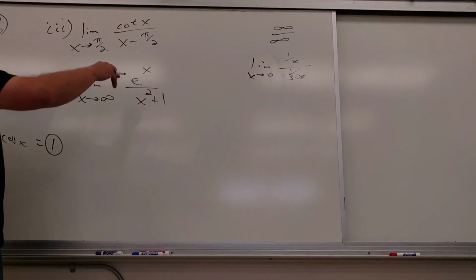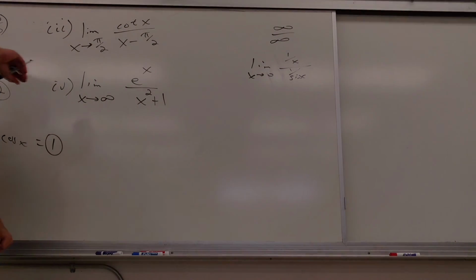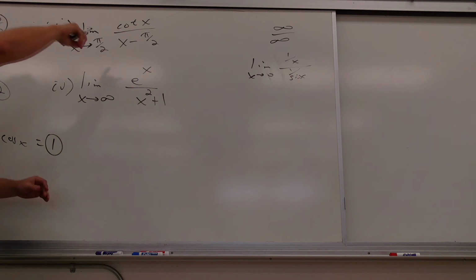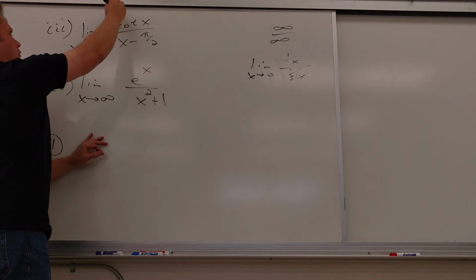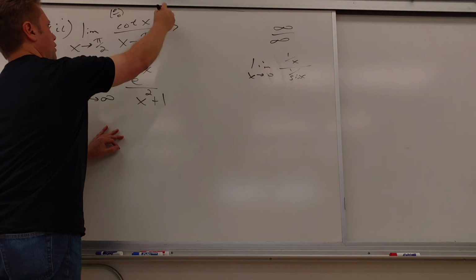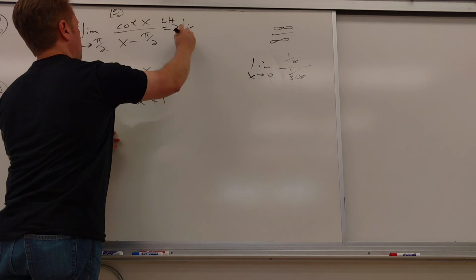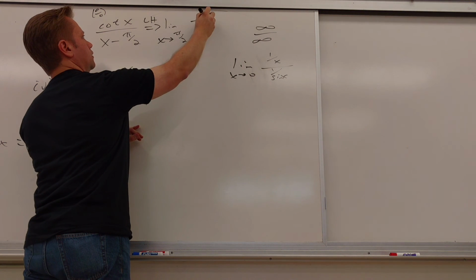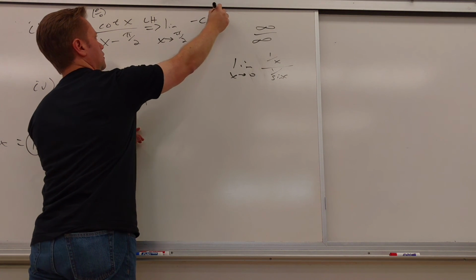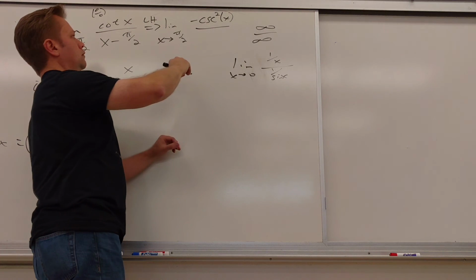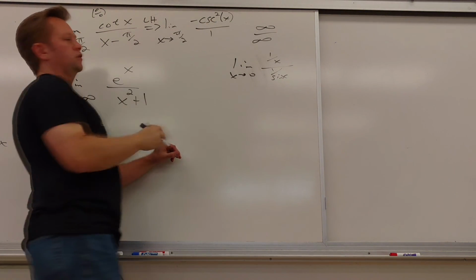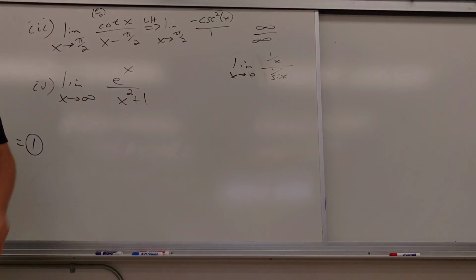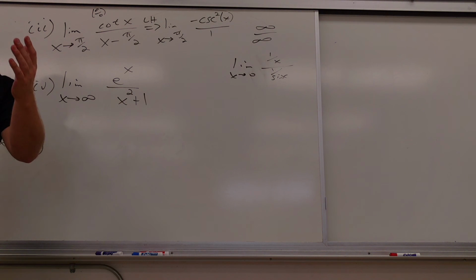Alright, so each of these is in one of the indeterminate forms we've looked at so far, right? 0 over 0, infinity over infinity. This guy is 0 over 0. So you can apply L'Hopital's rule. So what do you get after you do that? Negative secant squared over 1. Good. So now it's all about evaluating cosecant squared, right? Because it's not indeterminate anymore.